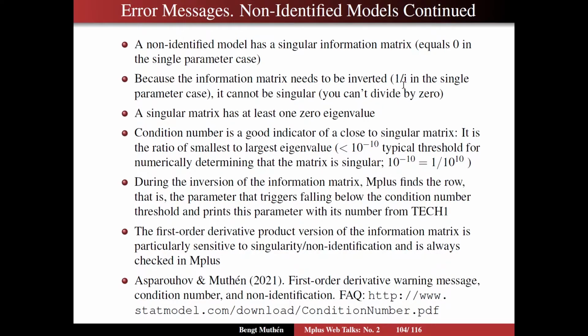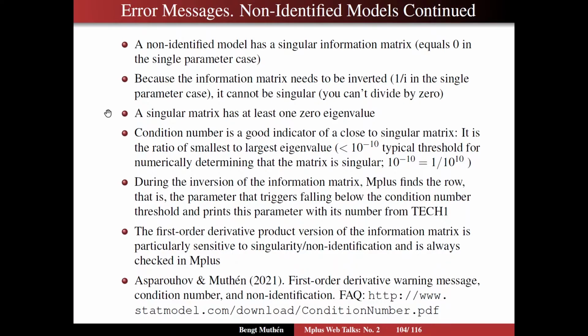And you see here in this little formula why, because the information matrix, the more information you have, the smaller this value is, which has to do with the variance and the standard error of the estimate. So the more information, the smaller the standard error.